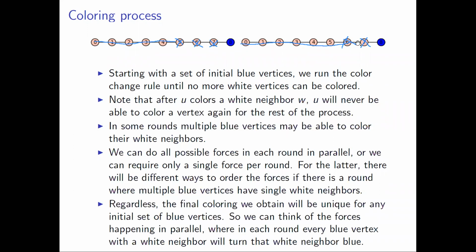Now, regardless of what order we choose, the final coloring of the graph that we obtain will be unique for any initial set of blue vertices. So it's fine for us to think of the forces happening in parallel, where in every round of the coloring process, every blue vertex with a single white neighbor will turn that white neighbor blue. And this is the way that we'll think about propagation time when we get to that later in the MRC, but we're not going to cover that in this video.